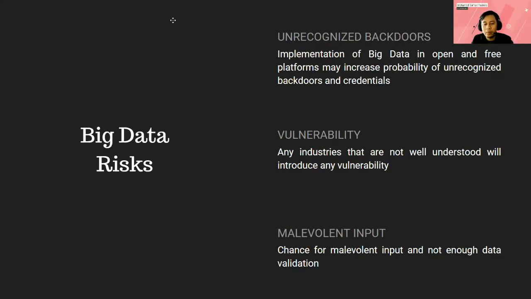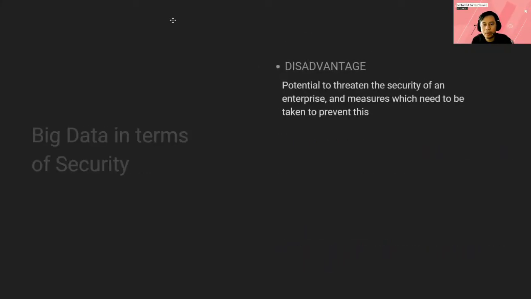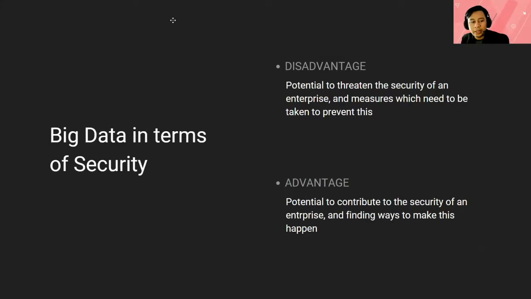And thirdly, malevolent input. Chance of malevolent input and not enough data validation. Big data in terms of security. The disadvantage of big data is its potential to threaten the security of an enterprise, and measures need to be taken to prevent this. The advantage of big data in terms of security is its potential to contribute to the security of an enterprise, and finding ways to make this happen.